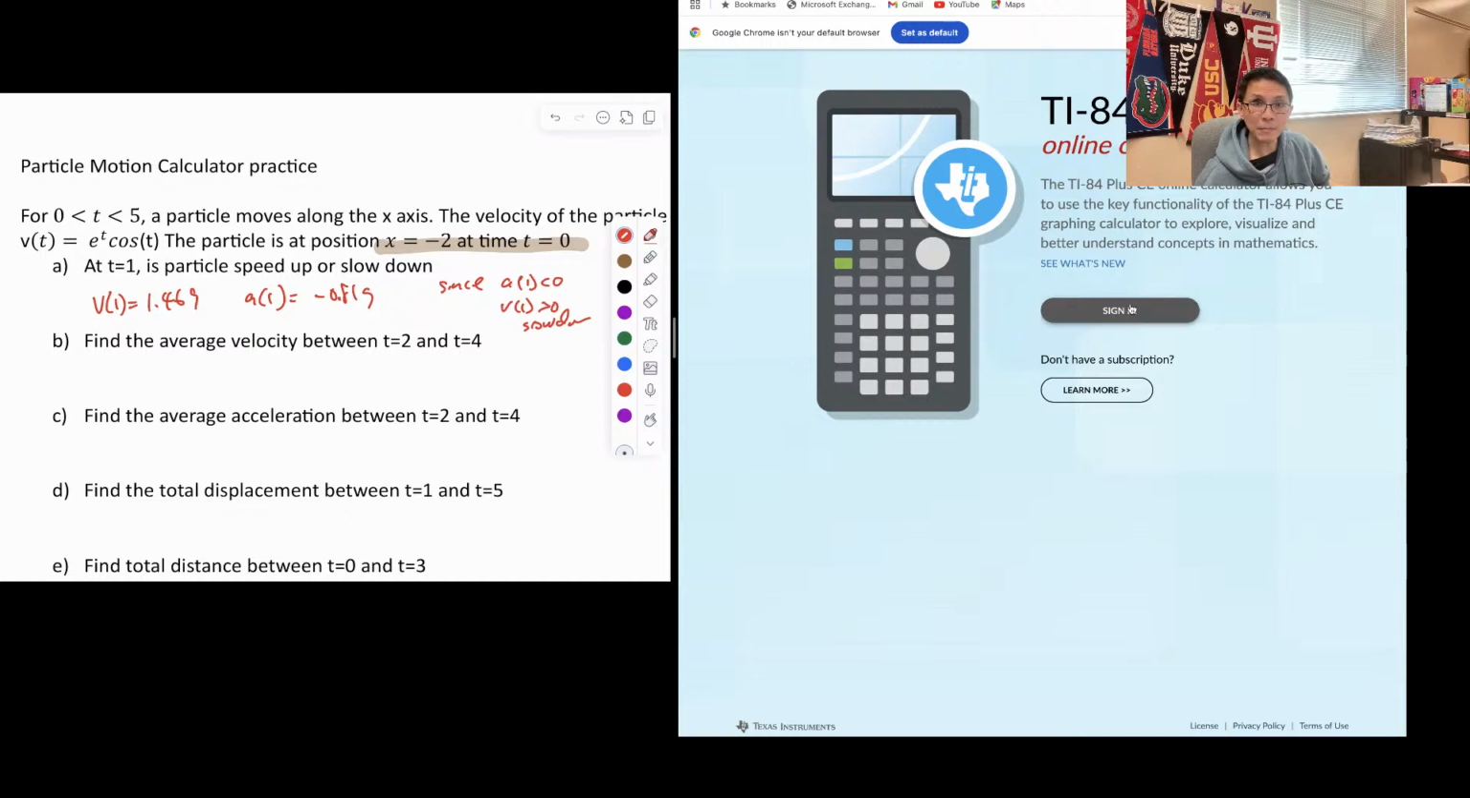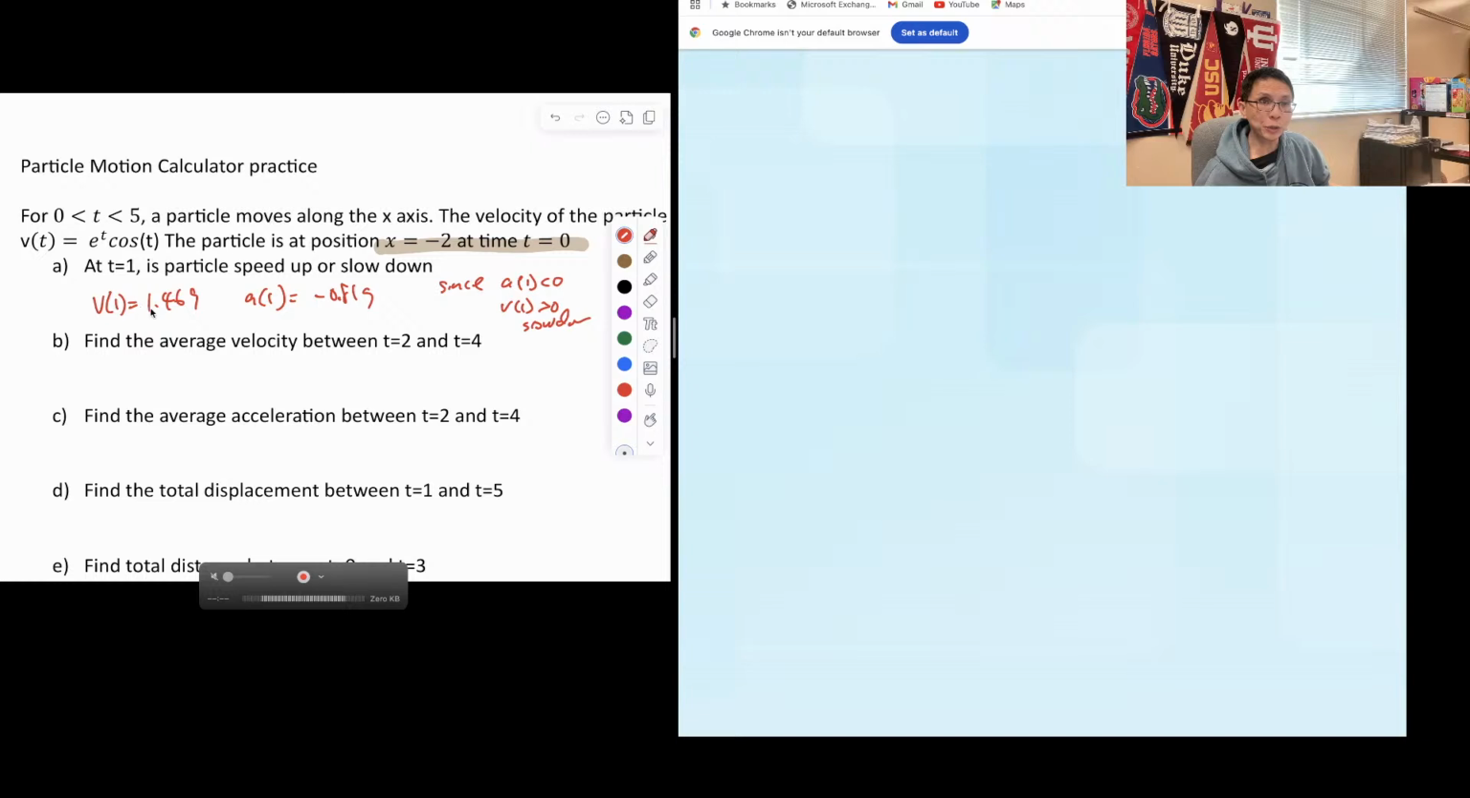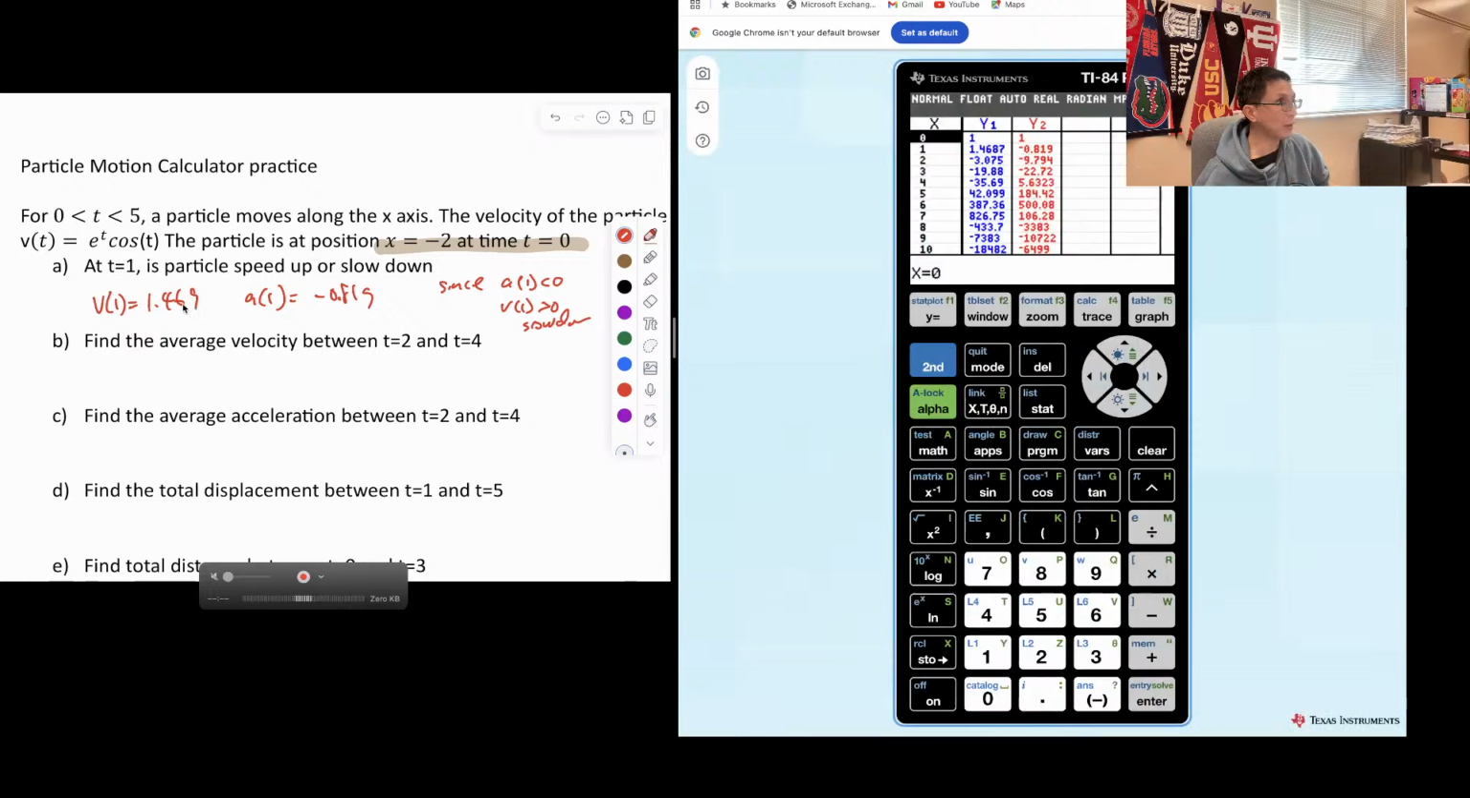Is this okay? Now, do you have to write down this value? You have to write down this value to provide evidence. And that's just the way it is. I would need to write down this value to provide evidence for slowing down.